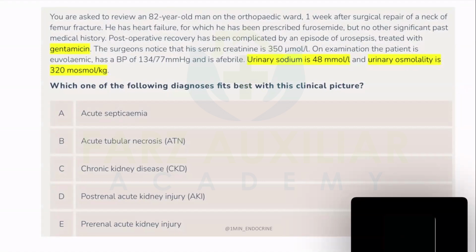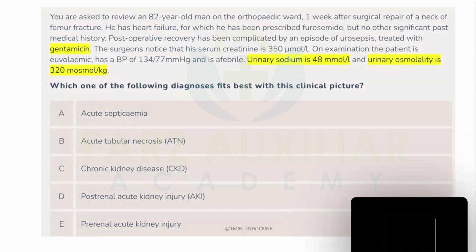Post-operative recovery, however, he developed urosepsis treated with gentamicin. So he is on Lasix, he is on gentamicin. Both are nephrotoxic. I hope everybody knows that Lasix is a nephrotoxic drug, right? We give Lasix for its benefits, but Lasix is not good for the kidney. It increases urea, increases creatinine. It does every bad thing possible for the kidney.